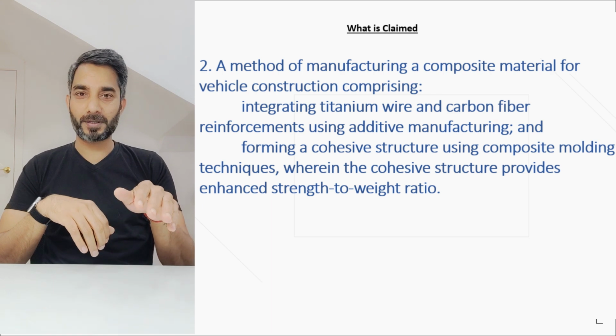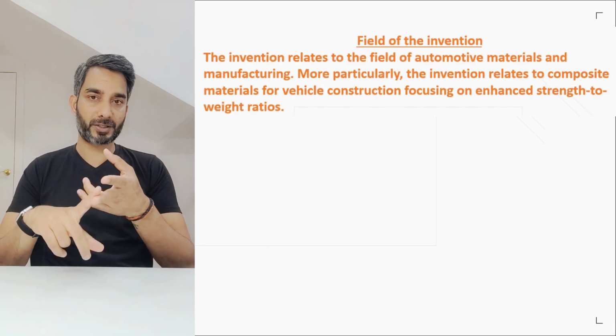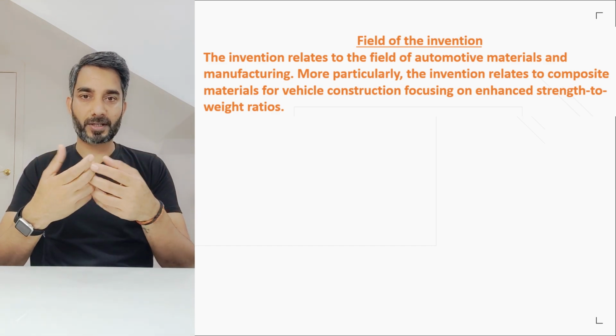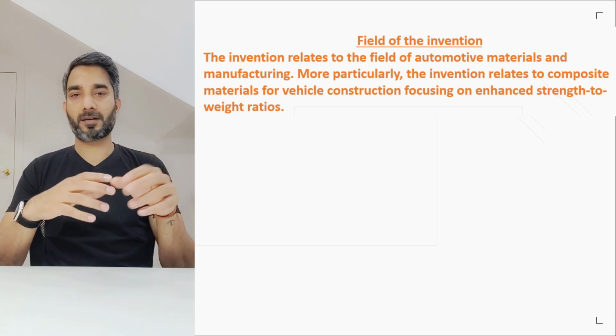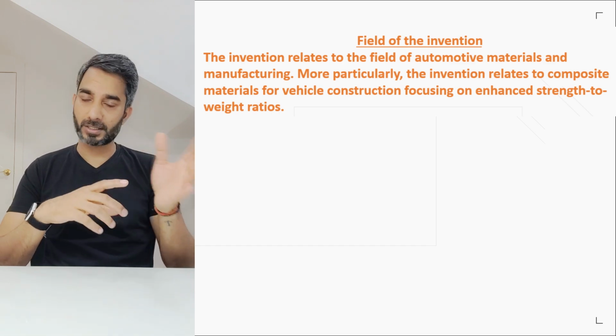We'll go step by step, starting with the field of the invention. The format is: the invention generally relates to, in this case, the automotive manufacturing industry. More specifically, the invention relates to, we write maybe the composite material, for what manufacturing, providing what advantage, right?